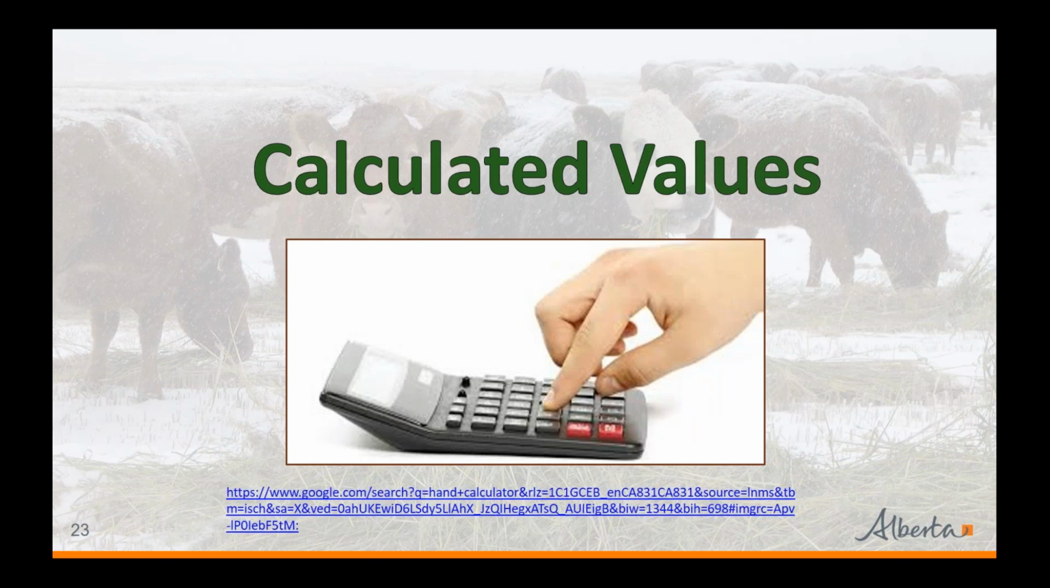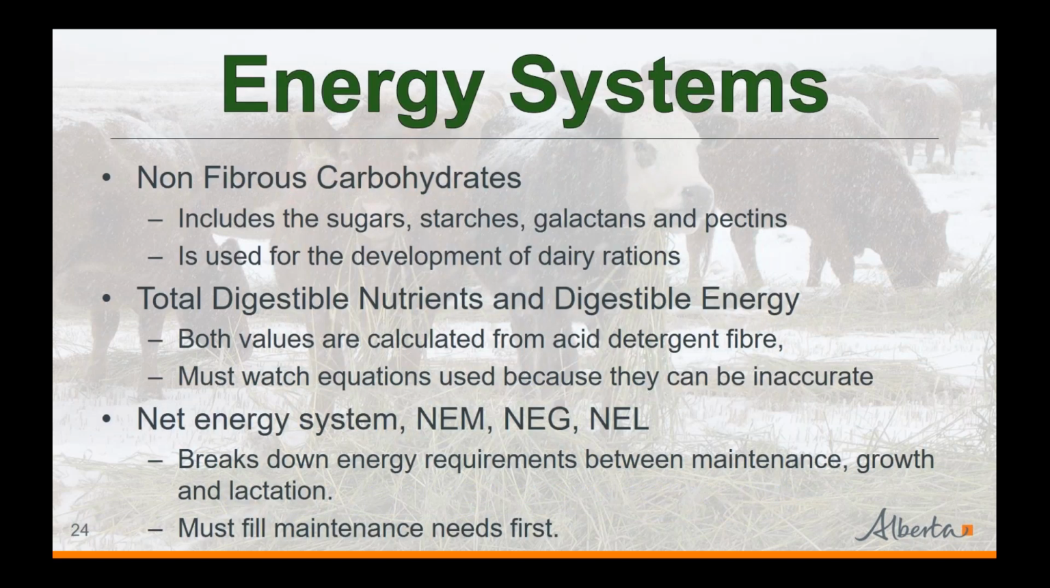Now, when we mention that the fiber levels are used to estimate energy content, there are different systems. The NFC that was on this report is something that includes the sugars, the starches, the galactans, and the pectins, which is important when calculating out a dairy ration. It's something that we don't typically do for beef cows or for other ruminants.